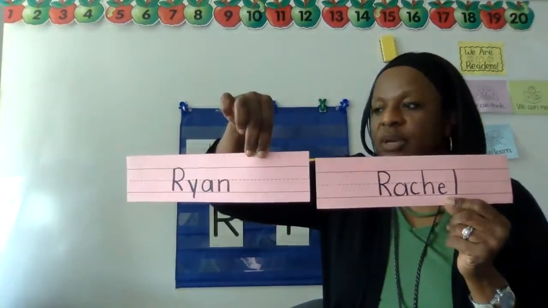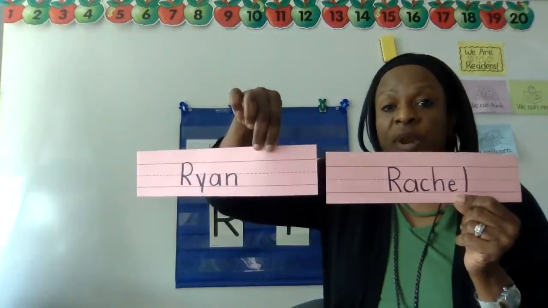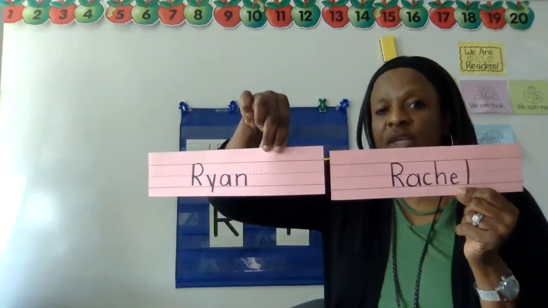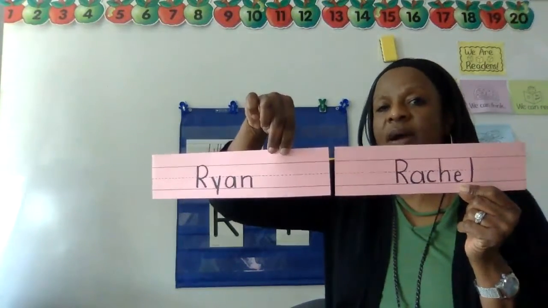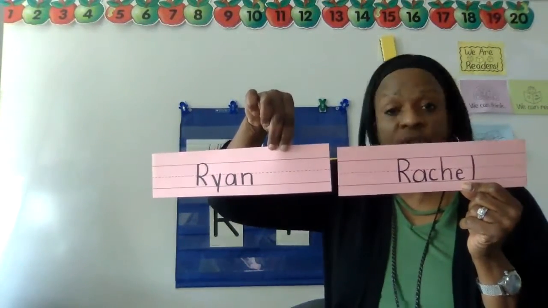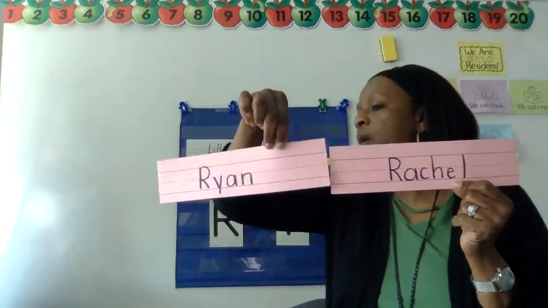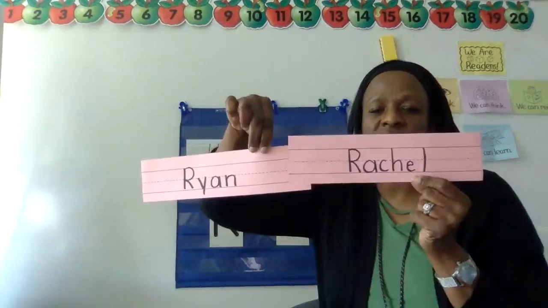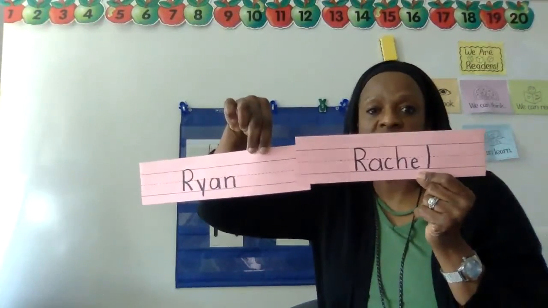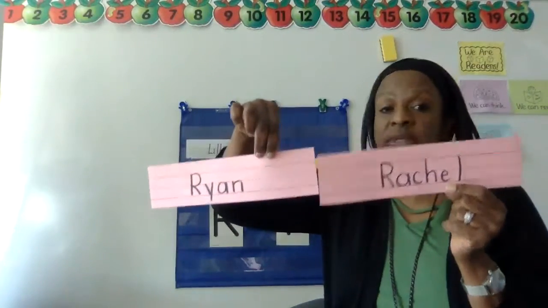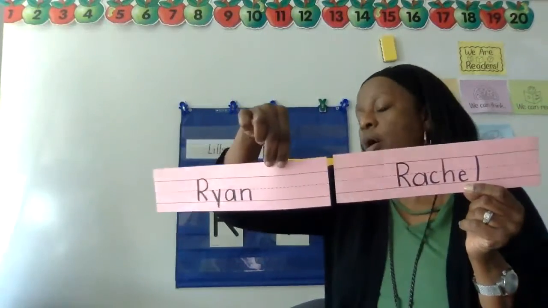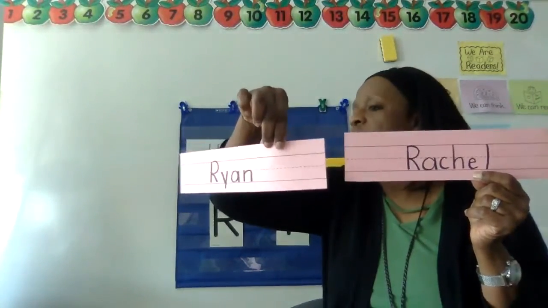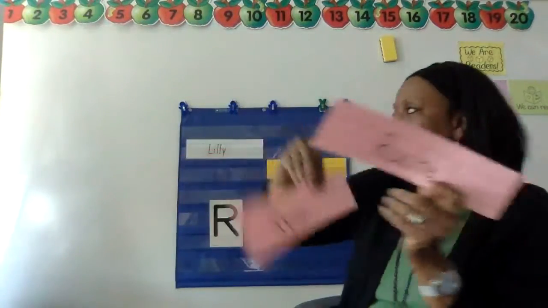Ryan and Rachel. And we're going to compare Ryan and Rachel. I see Ryan and Rachel both begin with the letter R. Can you say R? Can you make the R sound? R. Now, they're different because Ryan's name only has 1, 2, 3, 4 letters in it. And look at Rachel's name. It has 1, 2, 3, 4, 5, 6 letters in it. So they're the same because they both begin with the letter R, and they're different because Ryan's name only has fewer letters than Rachel's name.